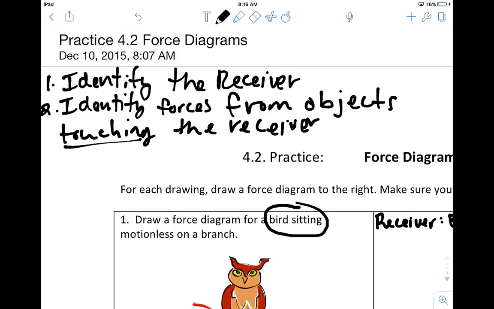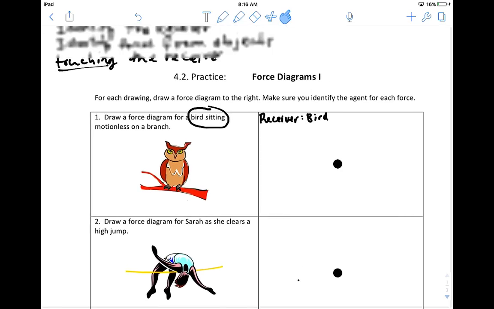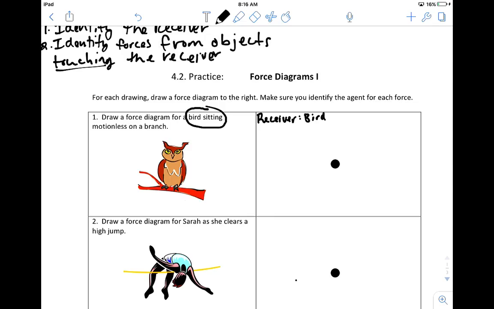All right, so if I go and I look at this bird now, I want to look at what is touching the bird. Well, the only thing touching the bird is the branch. And if I think about what is the branch doing to the bird, is it pulling it down? Is it pushing it up? Is it pushing it to the side? Well, when I think about it, really, it's holding the bird up. So it's pushing that direction. So I'm going to go like that.